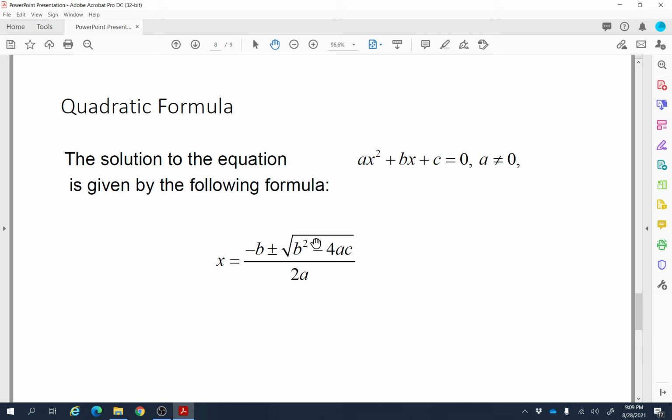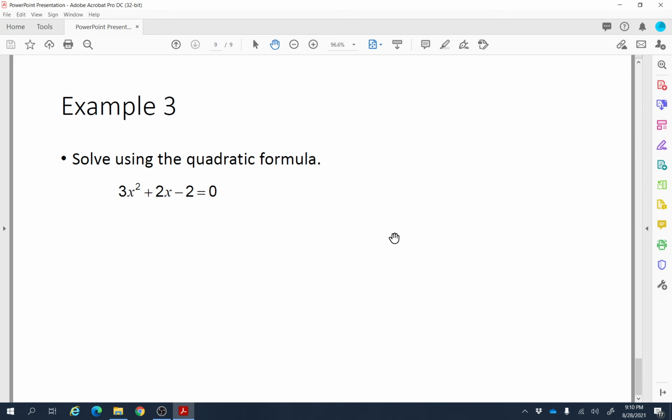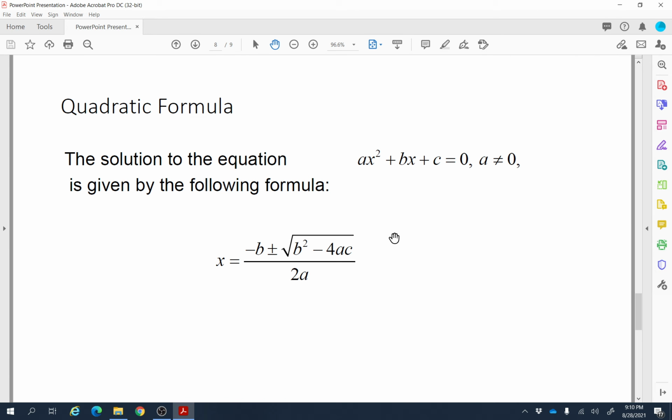Finally, I'm going to talk about the quadratic formula for solving quadratic equations. So if you have this equation, you can always find the solution by using this formula. Sometimes it might be a real solution, sometimes it might be a non-real solution. So let's look at this problem here. Compare this problem with the standard form and use this formula.